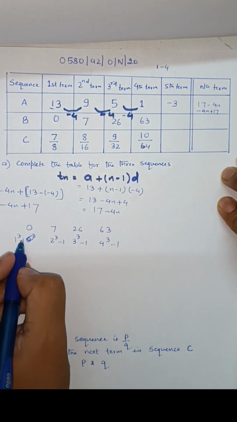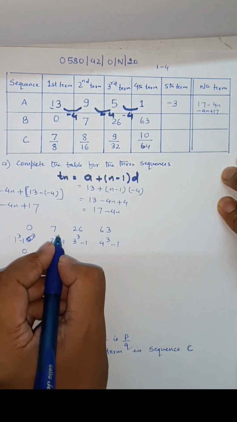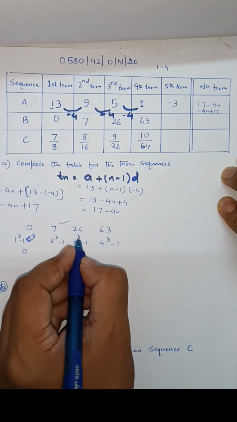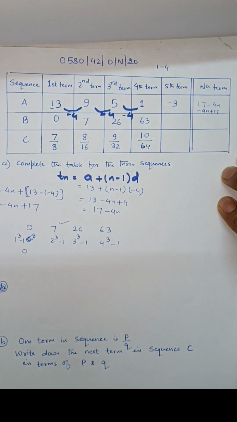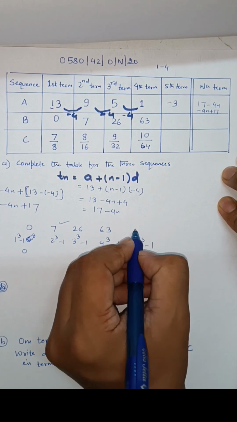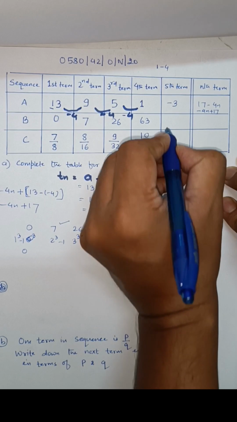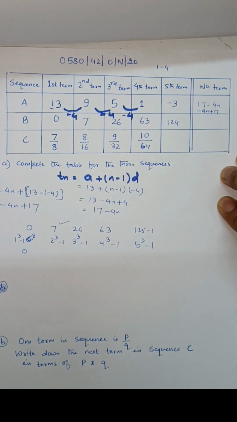Okay, so 1 cube minus 1 is going to be 0. 2 cube is 8, 8 minus 1 is going to be 7. 27 minus 1 is 26. 64 minus 1 is going to be 63. So this way I can write 5 cube minus 1, which is going to be 125 minus 1, 124. So our fifth term will be 124.